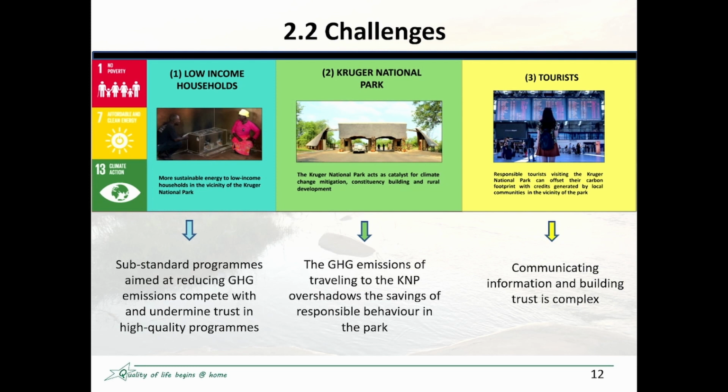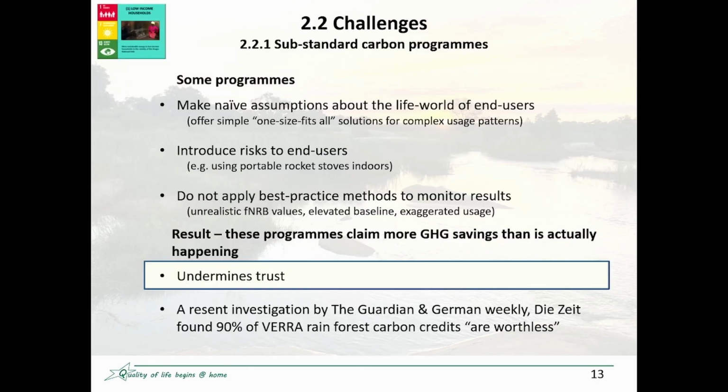So the first challenge that we're struggling with is that there are quite a number of what we believe substandard programs that are also aiming at reducing greenhouse gas emissions that compete with and undermine trust in higher quality programs. And I'll say something more about that. The other elephant in the room that we all know about is that the bulk of the carbon footprint is actually the footprint traveling to the park. I'll also show you a little bit how that compares with responsibility in the park. And then communicating information and building trust is quite complex.